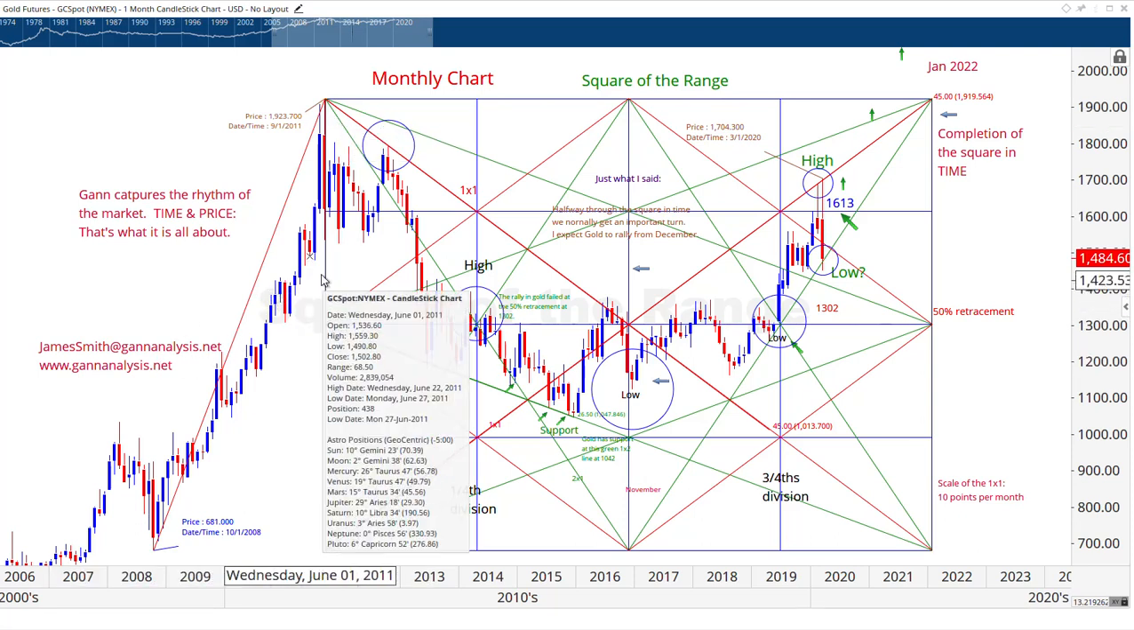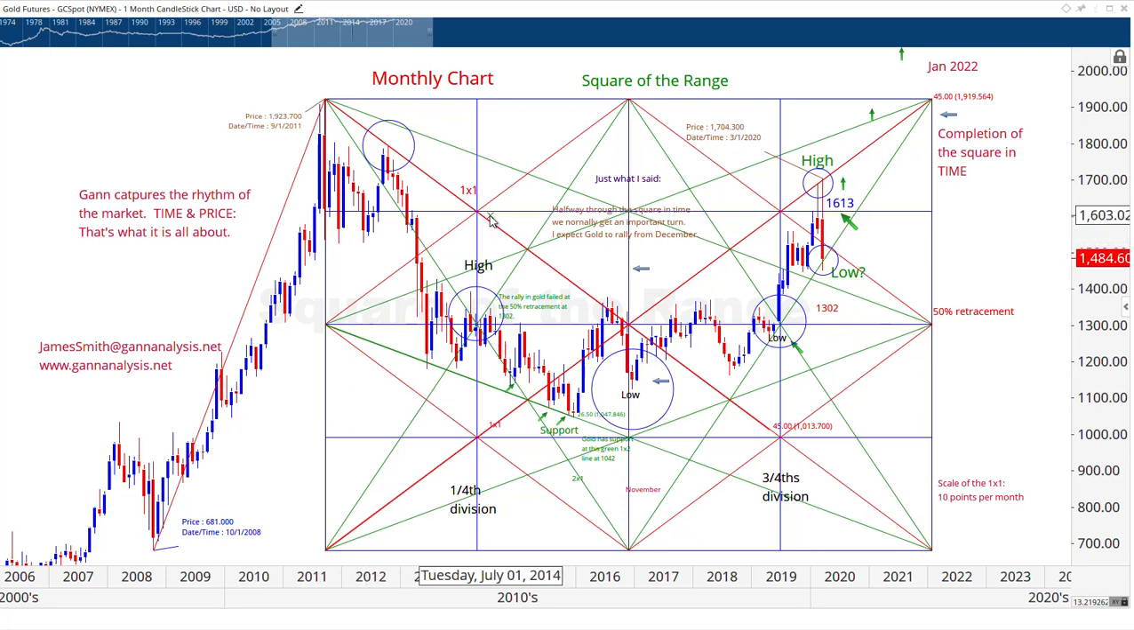Today I want to talk about gold futures. We're looking at the March contract, soon to be the April contract, but keep in mind 1484, that's where March closed on Friday, but the reality is April is the active contract and it's already above 1500.